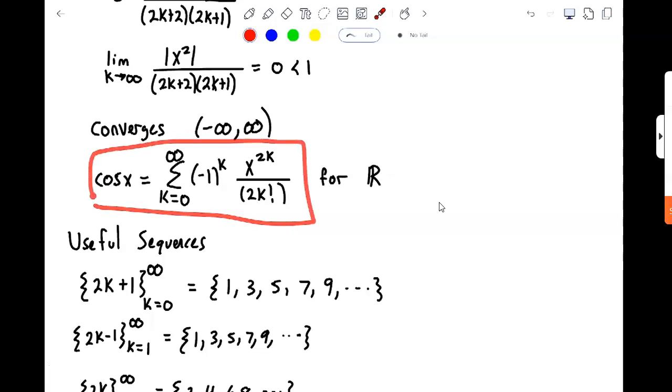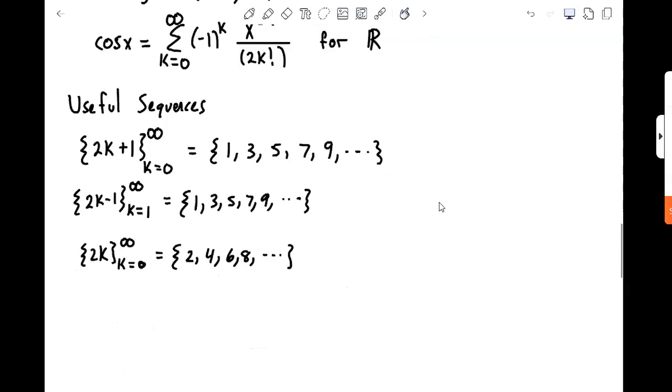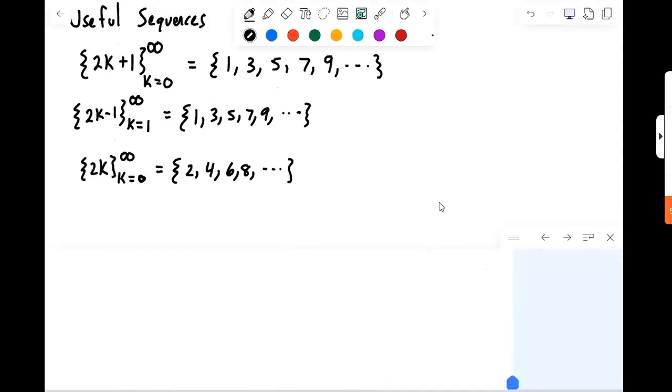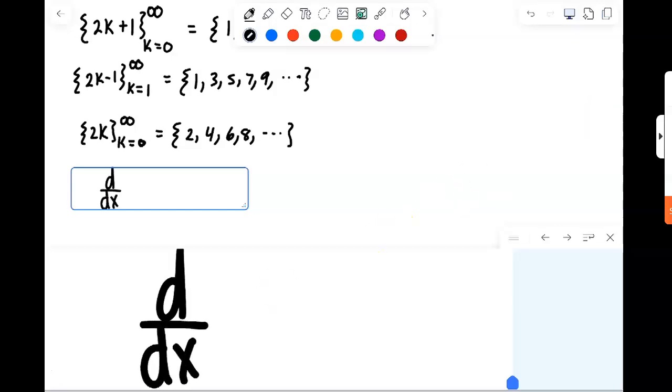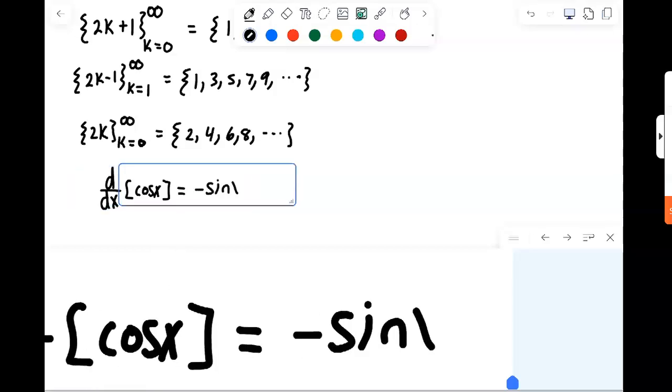function and take its derivative to build up the new sine series. So that's actually what we're going to do. We're going to use the cosine series that we found, and we're now going to construct the sine series. All right, so let's do that. We take the derivative of cosine. We know that that is going to be minus sine. Derivative of cosine is minus sine.